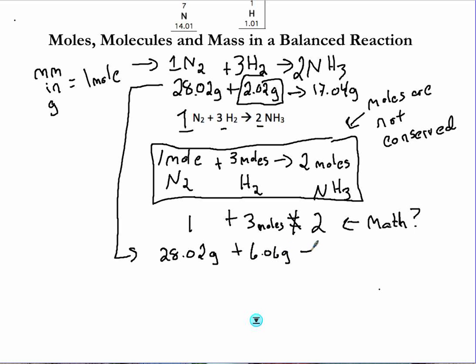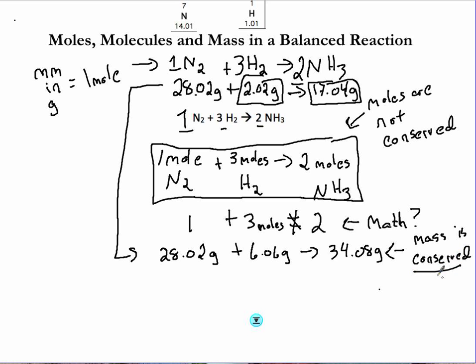And then on the product side, I'm going to take this mass of 17.04 and I'm going to double it because of the coefficient of 2. So I'm going to end up with 34.08 grams. And what you're going to notice here, of course, is that those masses do indeed add up. So we would of course say that mass is conserved. And again, the meaning of that conservation is that mathematically the numbers add up.